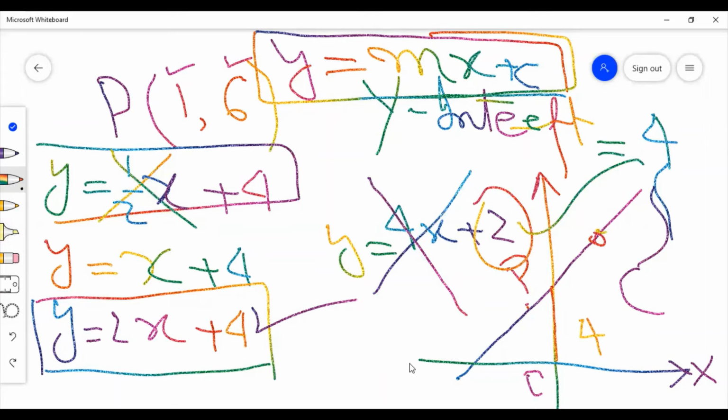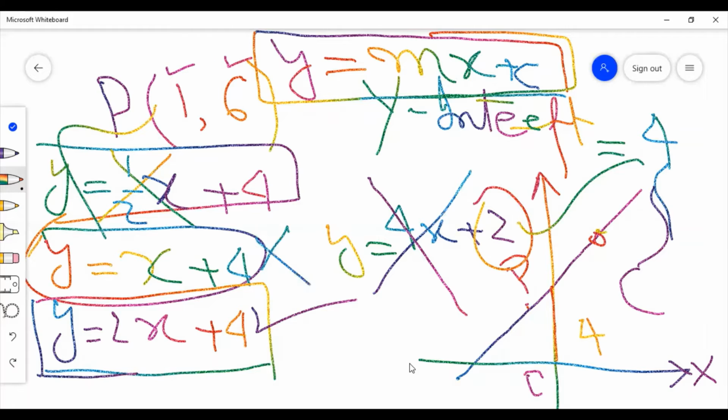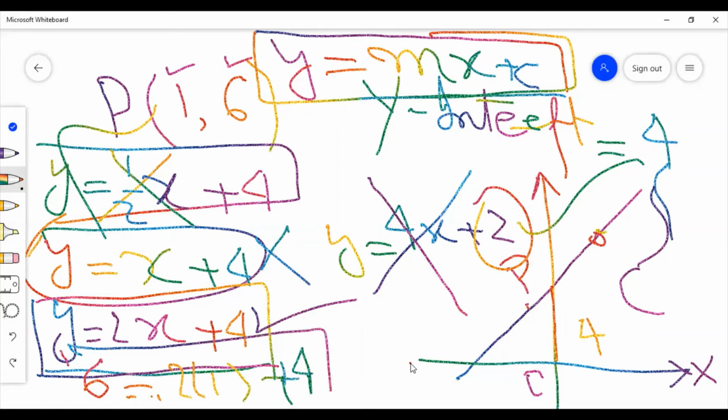Plugging in the value of x and y from that point that is also lying on that line, this will not be satisfied. The only equation that works, if you put y is equal to 6 on the left hand side, right hand side 2 into 1, 2 into 1, and then 4. Left and right hand side are the same. So that's why this is the only choice.